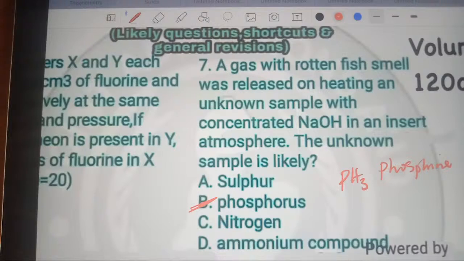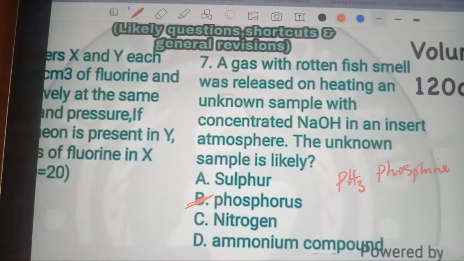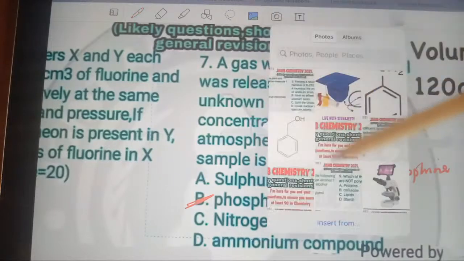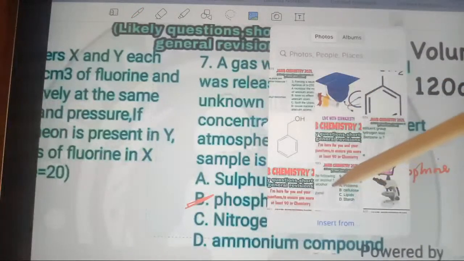So, how do you produce it in the lab? By heating white phosphorus with concentrated sodium hydroxide in an inert atmosphere. That is the way to make that. Then we move to question number 8. Okay, 8 and 9, they are all here.